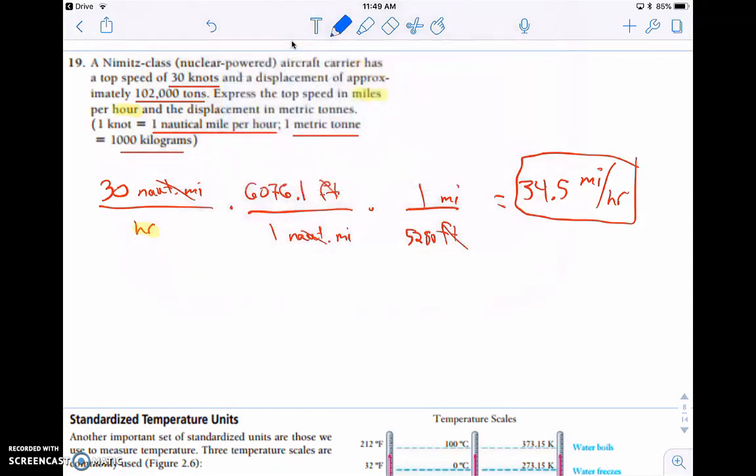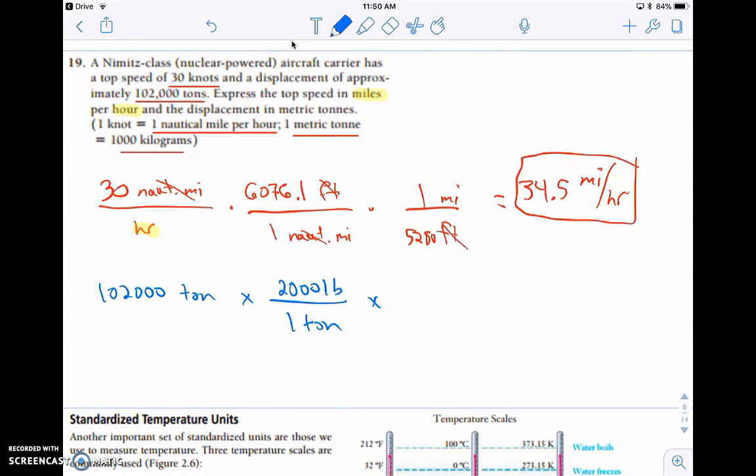Okay, the next thing we're going to be looking at is displacement. And that's kind of looking at the weight of 102,000 tons. And we want to figure out how much this is in metric tons. And a metric ton, again, is 1,000 kilograms. So we have 102,000 tons. First, we're going to convert from tons to pounds. So we're going to go 2,000 pounds is 1 ton. So we want those tons to cancel.